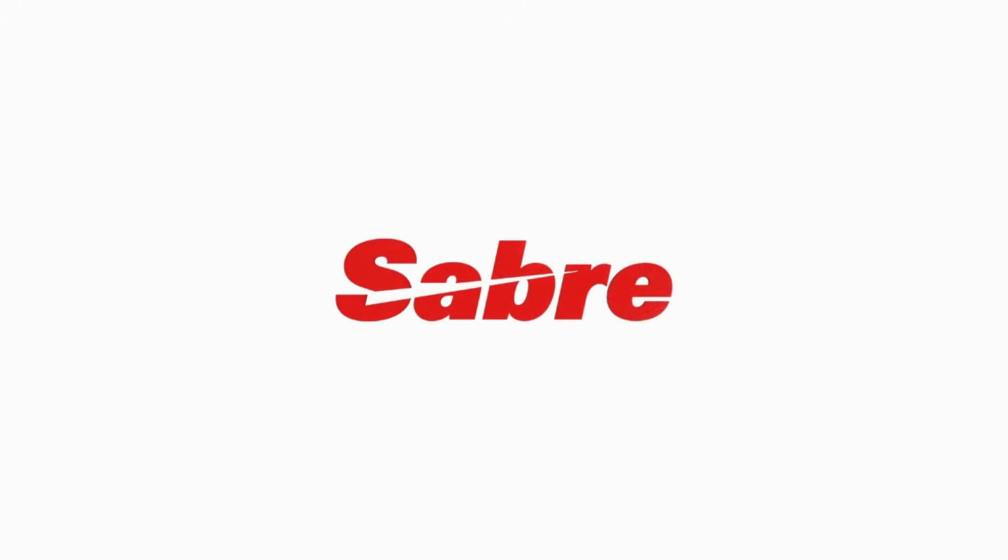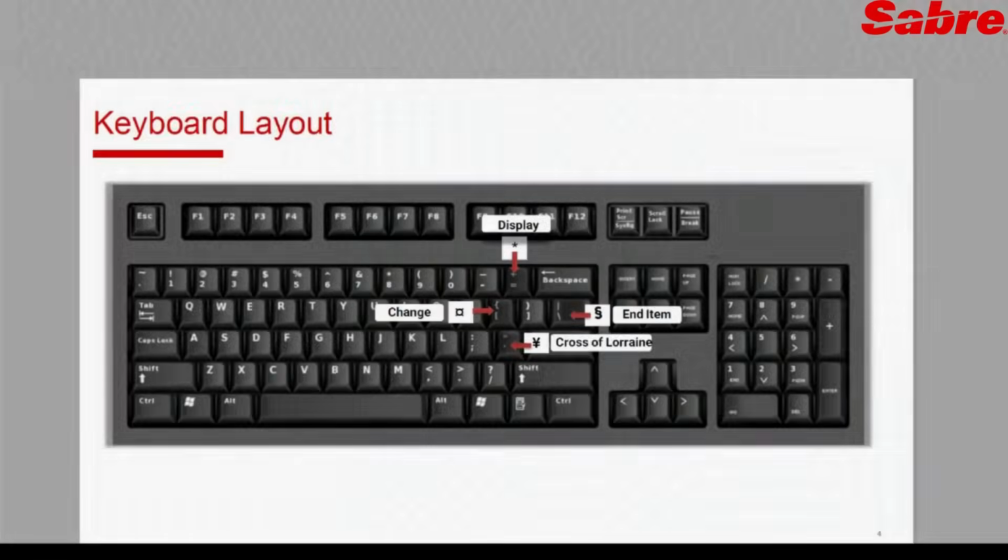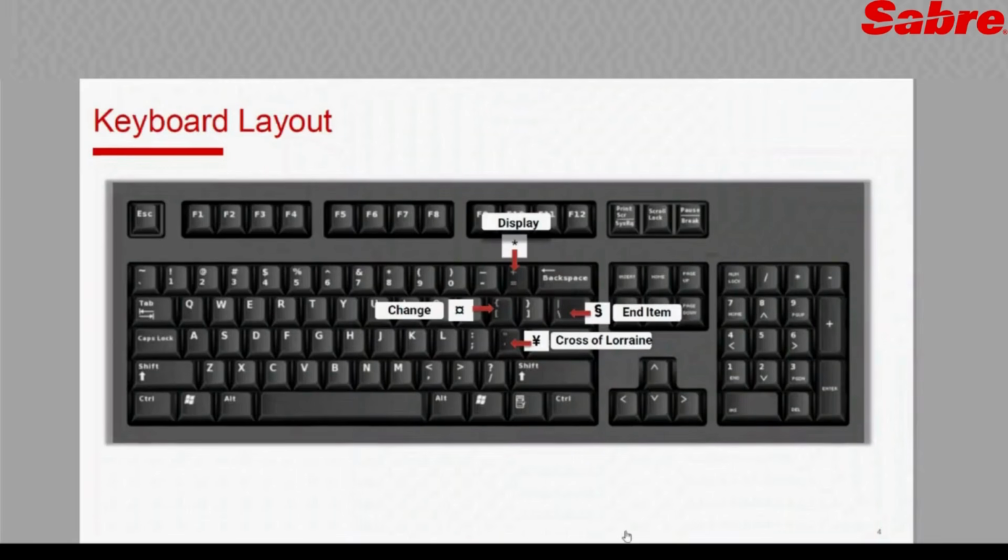Welcome to Sabre PNR creation tutorial. This is the keyboard layout for special characters, used only for Sabre Red 360. Cross of Lorraine is used as a separator between qualifiers in an entry and as a plus sign.